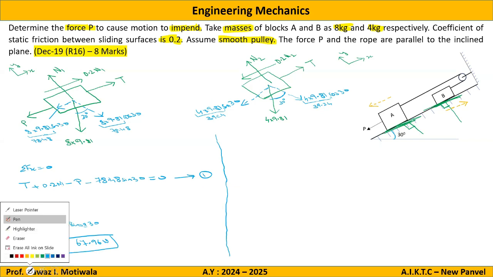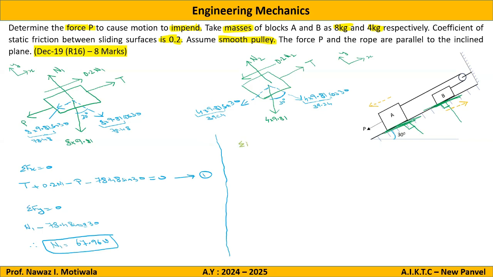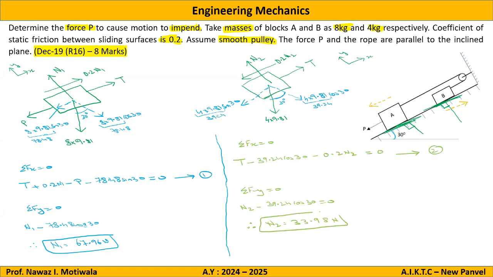Okay. Now applying the conditions of equilibrium, that is summation of Fx should be 0. So I will get T minus 39.24 cos 30 minus 0.2 N2, all of this should be equal to 0. Let this be equation number 2. Similarly, if I apply summation of Fy equal to 0, I will get N2 minus 39.24 cos 30 equal to 0, or I can directly get the answer as N2 is equal to 33.98 newtons.